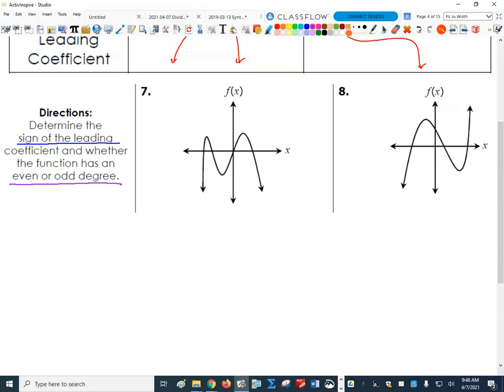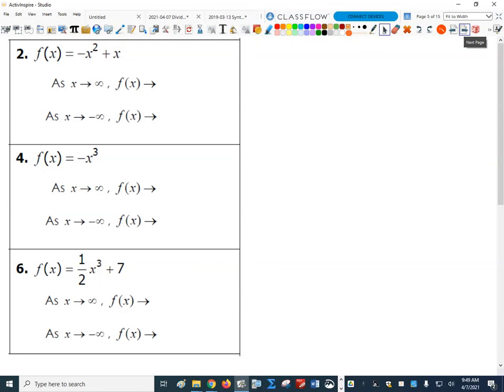How about 7? Negative, even. There you go. Good. How about 8? Positive, odd. You got it. Okay, good. All right. We don't have to do all these. Let's just do, how about if we do number 2?